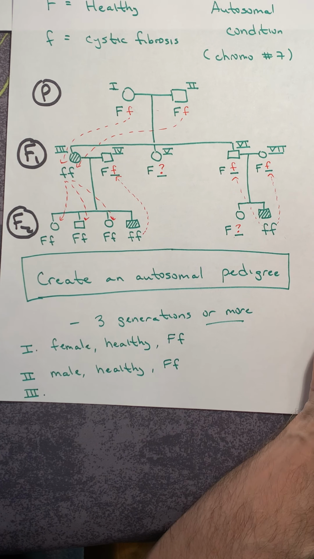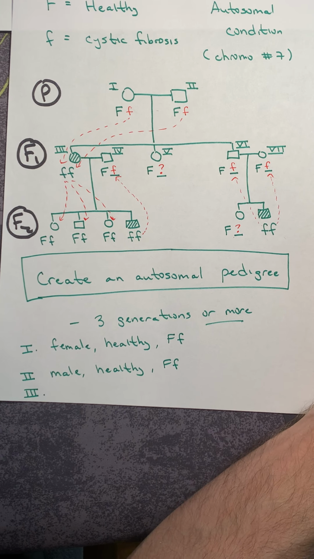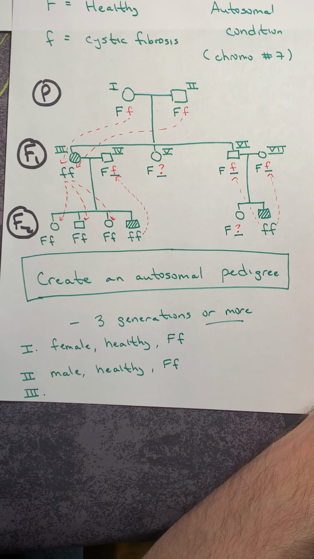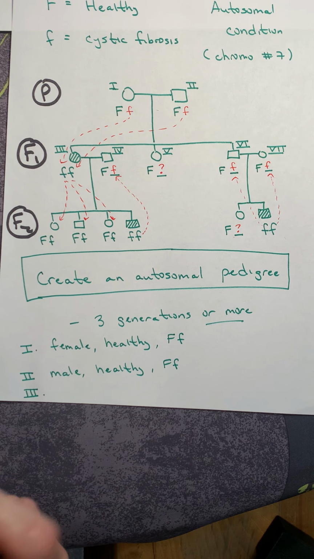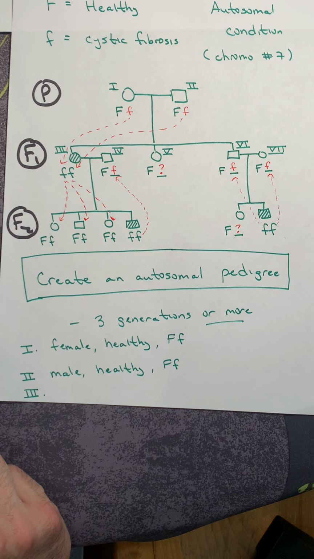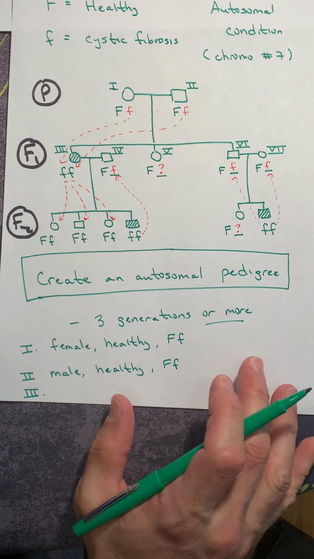I know it's serious because this is a detrimental condition, right? And it's harmful, but still, take your genetics background and apply it and create an autosomal pedigree. And then by the end of the week, take a picture of this or scan it and change it to a PDF and we'll post it by Friday. If you have any questions, let me know.